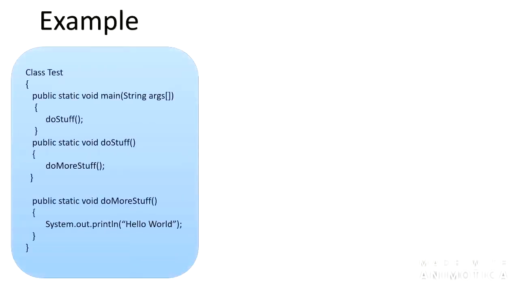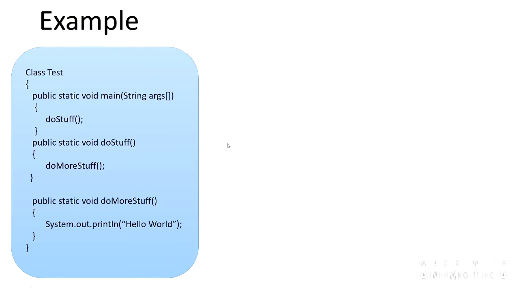Here we have a block of code: class Test, public static void main, String arguments. In the main method, we are calling another method, that is doStuff. As the doStuff method is called, the control comes here. In doStuff, another function is called, that is doMoreStuff. Now the control comes here. In doMoreStuff, a statement is executed which results in hello world printing. The output we will get is hello world.